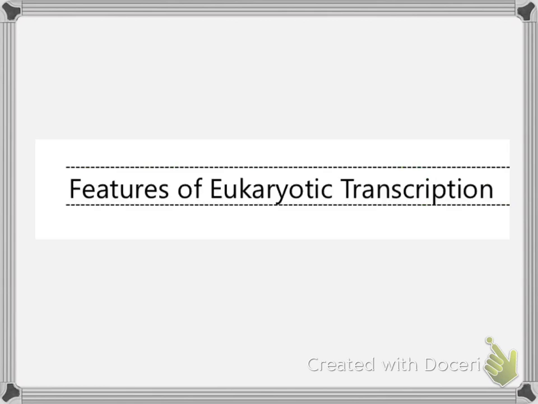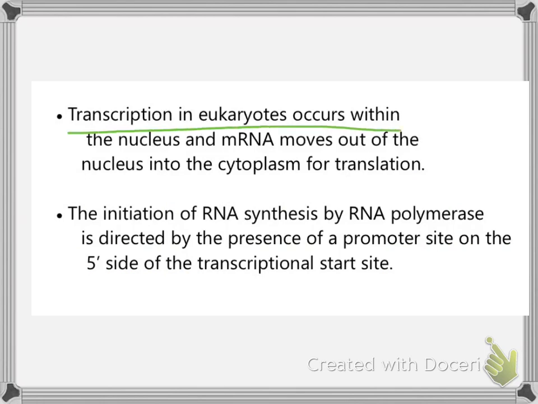Now let us discuss the features of eukaryotic transcription. Transcription in eukaryotes occurs within the nucleus, and the mRNA produced moves out of the nucleus into the cytoplasm for translation. That is, transcription takes place in the nucleus and the formed mRNA or primary transcript moves out of the nucleus into the cytoplasm for translation.